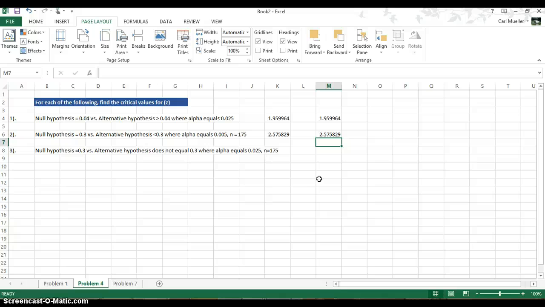Now our last one has a few wrinkles to it. The null hypothesis equals 0.3. The alternative is that it doesn't equal 0.3, where alpha equals 0.025 and n equals 175. Well, first off, we know that we don't need n in this case for assessing the critical z value. And second, this is the first time we actually see an equals and a does not equal.